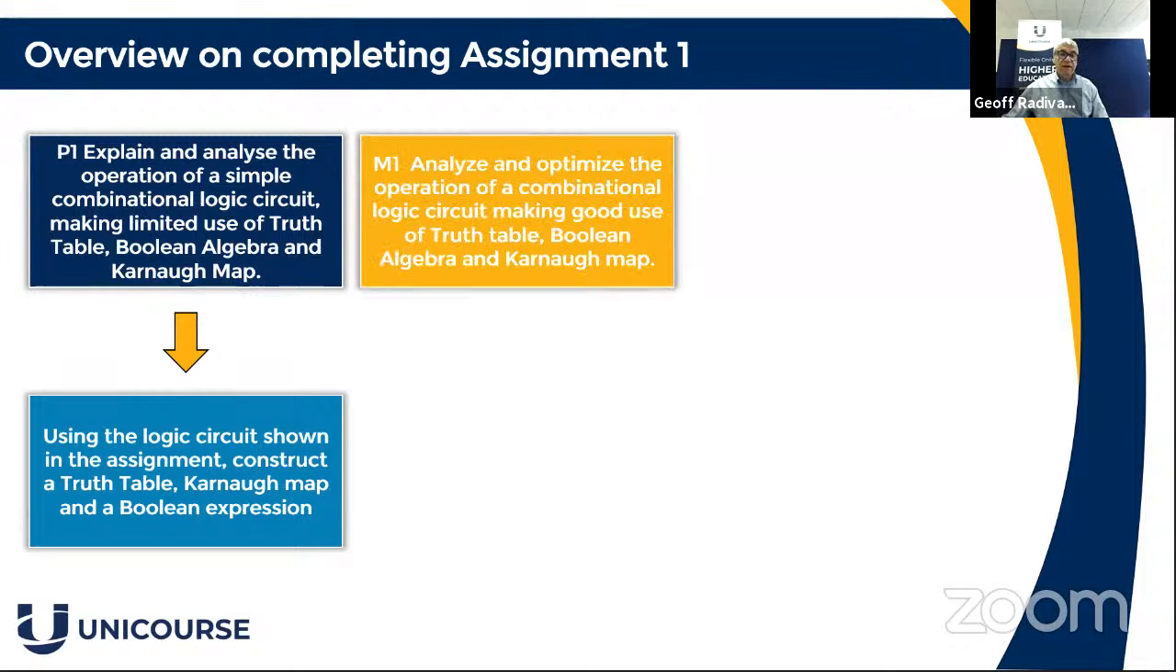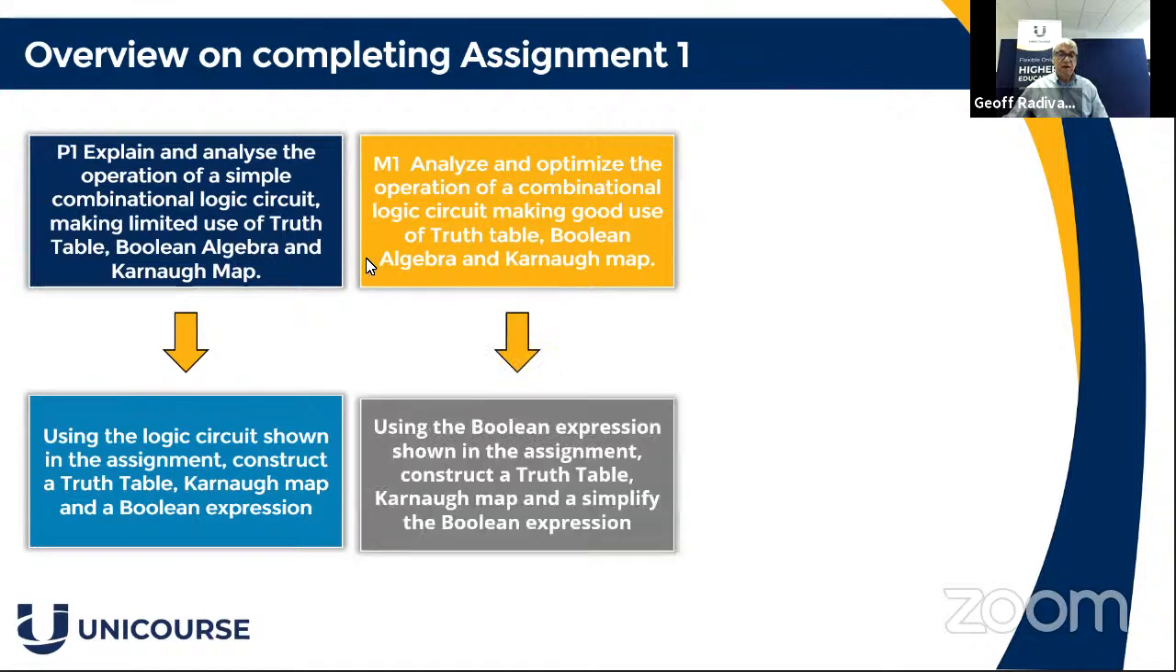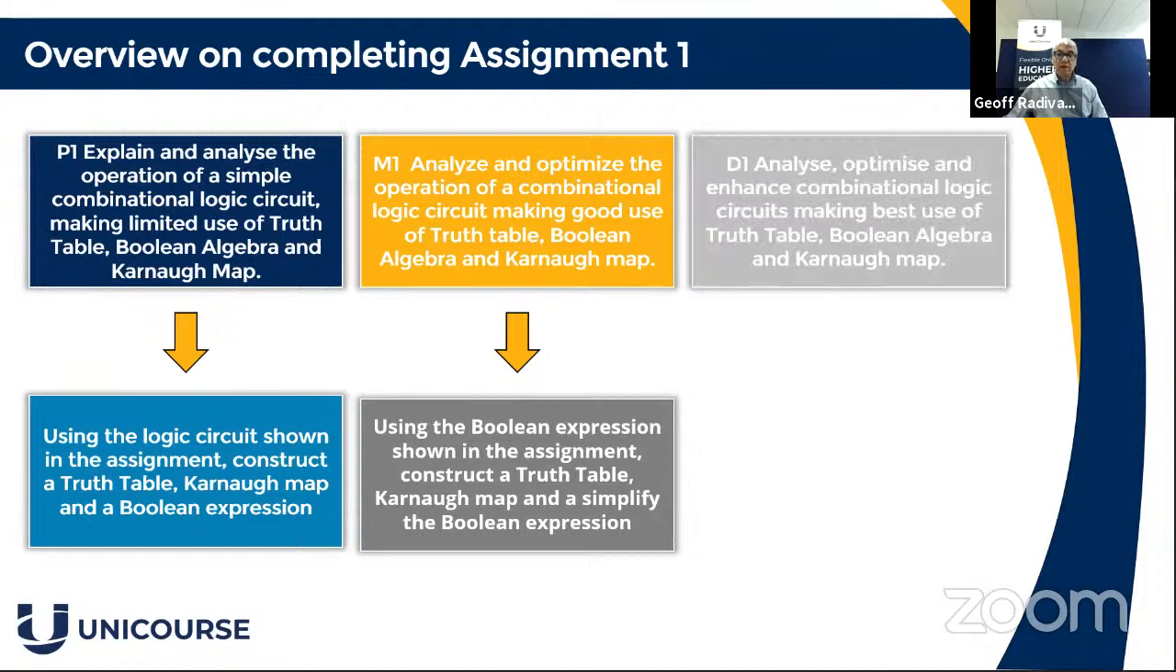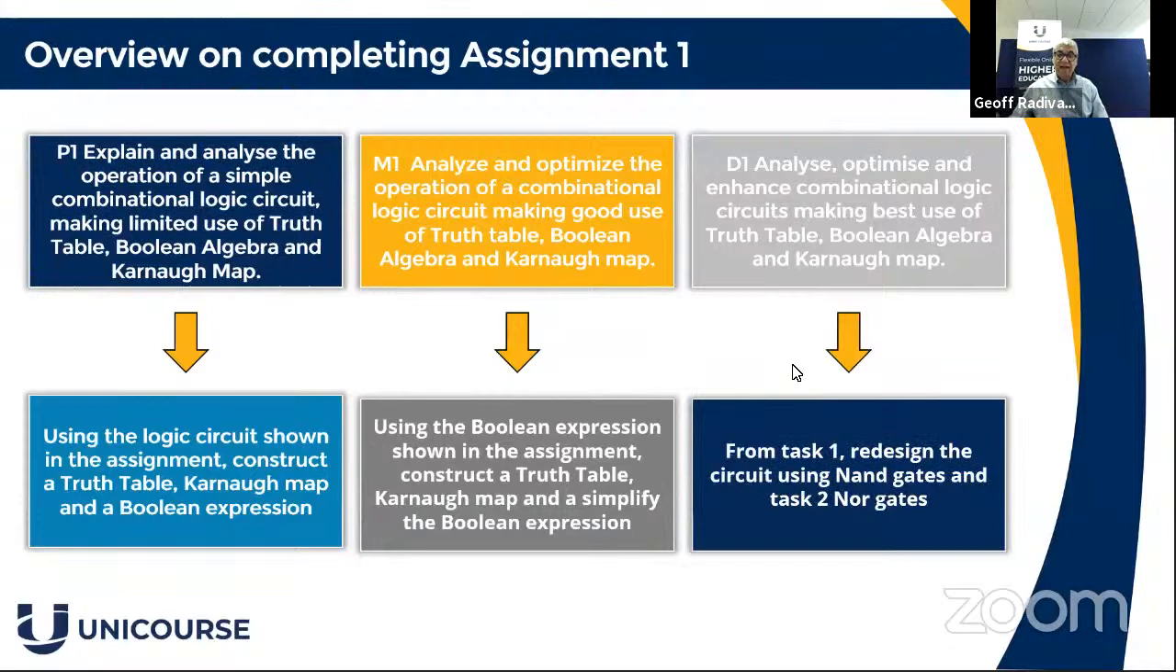The next thing we're going to look at is the merit question here, and that's to analyze and optimize an operational combination circuit. Most of the questions are based just around producing a logic circuit, Boolean algebra, the truth table, and the Karnaugh Maps. And here for the distinction question, we're going into a bit more detail, but this time, what you'll need to do is look at a logic circuit and redesign it.